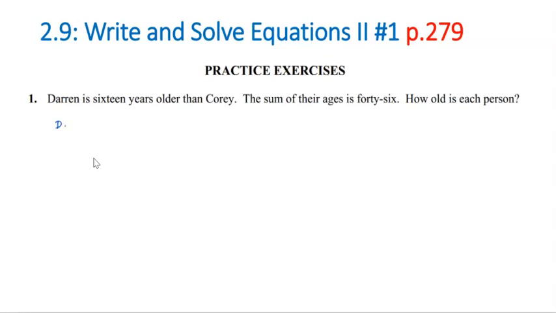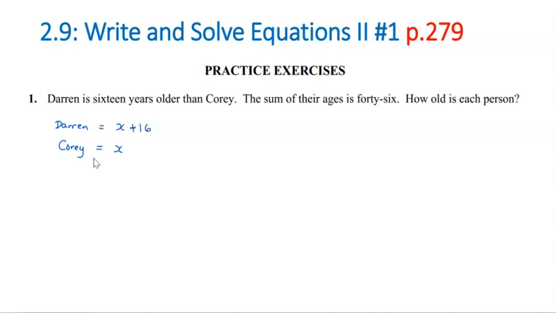So we have 2 people. We have Darren and we have Corey. Darren is 16 years older than Corey. So we don't know about Corey, so he is x. But we do know that Darren is Corey plus 16 because Darren is older. So we're going to write down x plus 16.